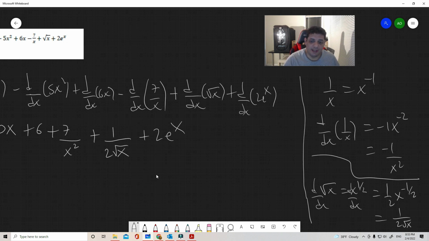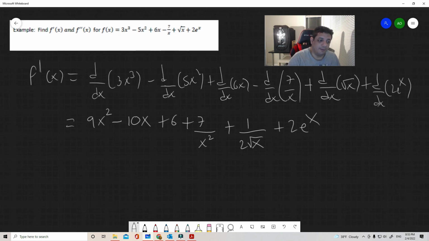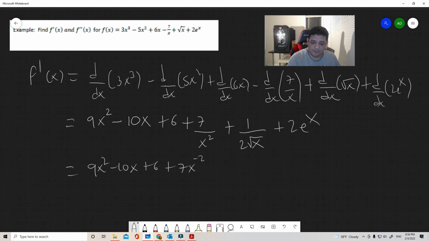Now, just with that in mind, we can go ahead and take the second derivative. For that second derivative, maybe it was better to have some of these things in the original form that I was using for the derivative. So maybe instead, let me just write again everything in powers. So 9x squared minus 10x plus 6 plus 7x to the minus 2 plus 1/2 x to the minus 1/2 plus 2e to the x. This form, since it's in powers, is going to allow me to do the second derivative much more easily.